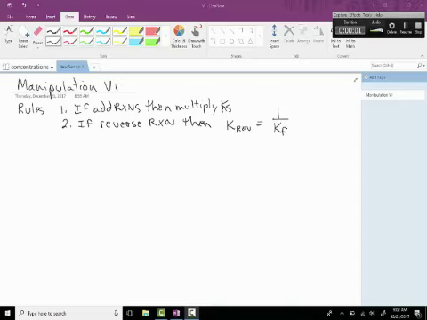Okay, this is about manipulating reactions, adding reactions, and how do I get K's from that. So there's two main rules for this. If you add two reactions together, then you multiply their K's. And if you reverse a reaction, then K reverse equals 1 over K forward. Those are really the only two rules you need to know.